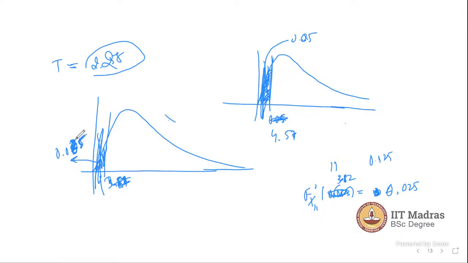Yeah, so if I've taken alpha by 2, that is coming at 3.82. And the test statistic is this value, 2.28, which is less than 3.8. Right? That is right. So that lies in the rejection region. So we are saying that we are rejecting the null hypothesis.